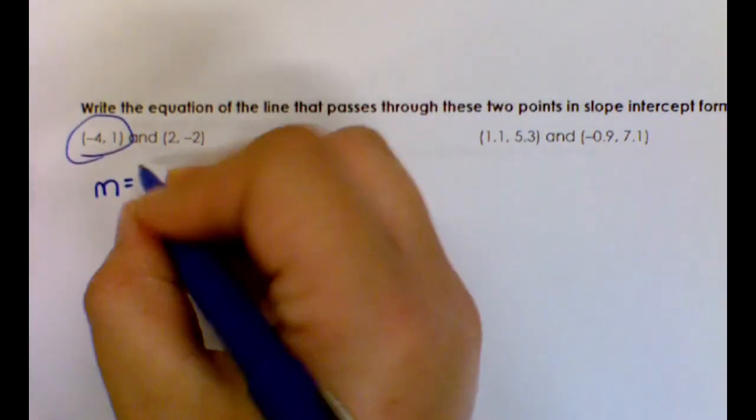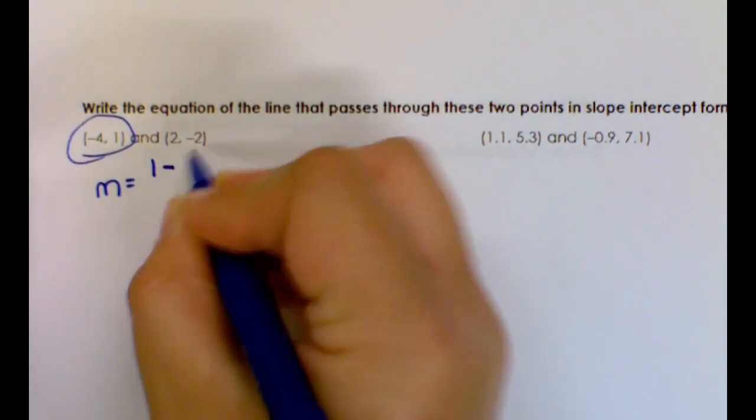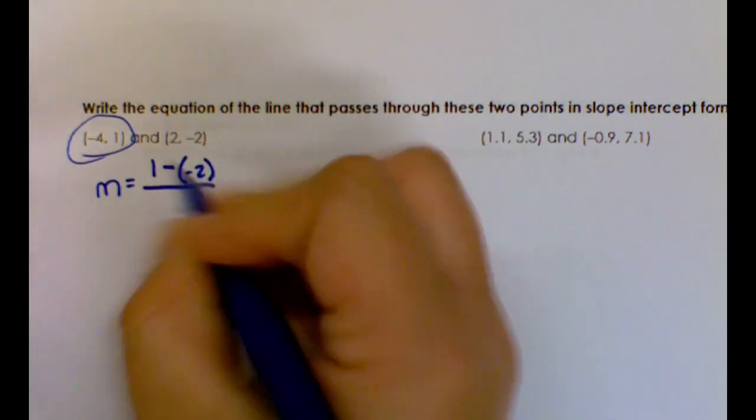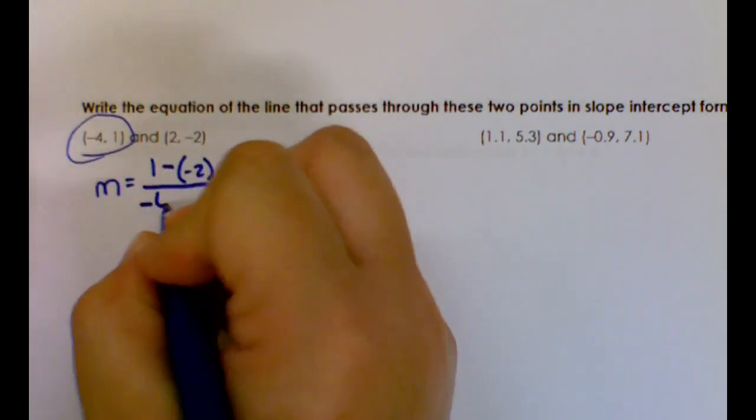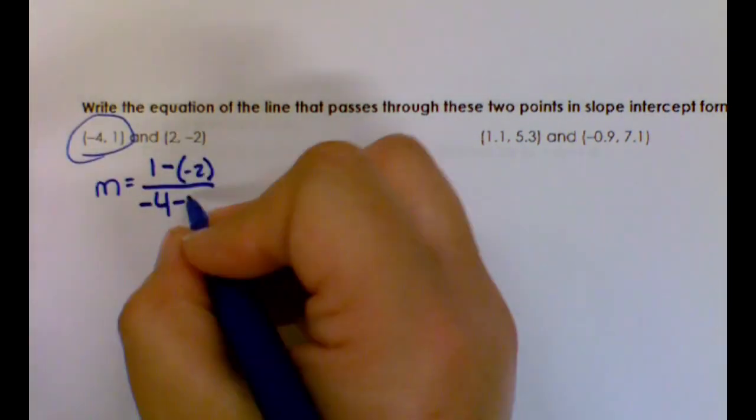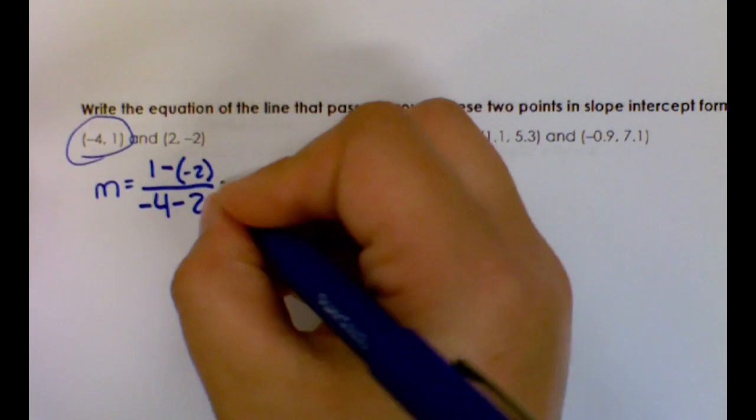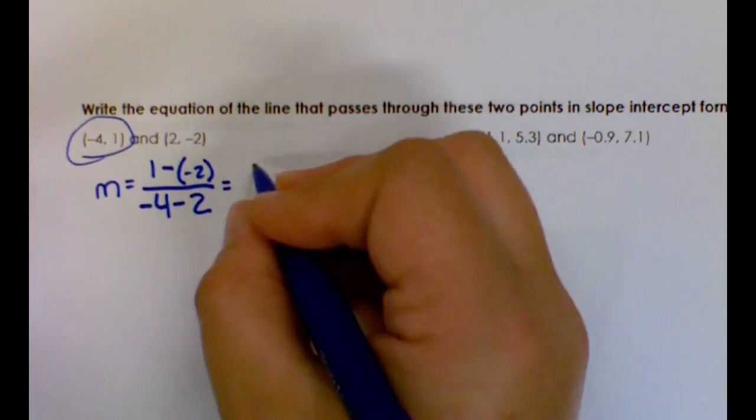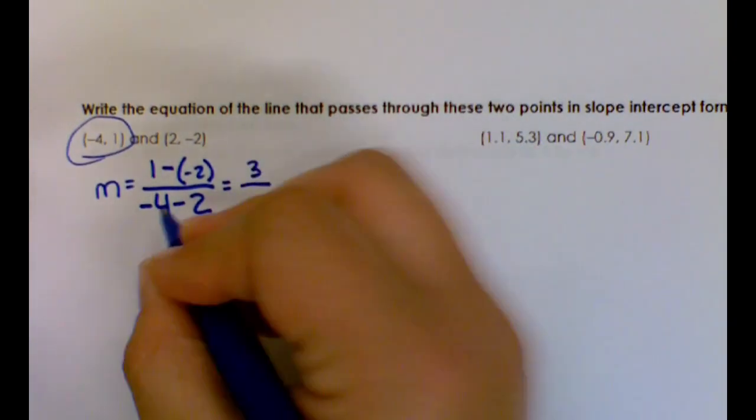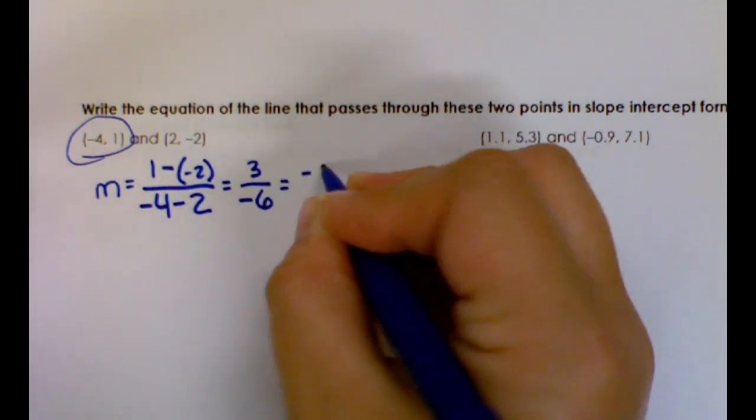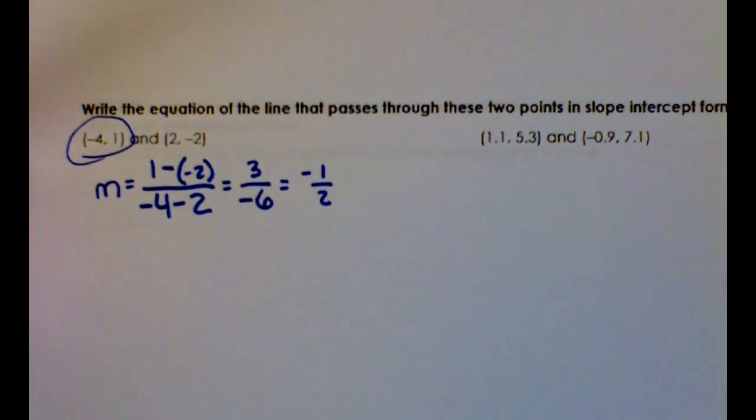So I take my y value, which is 1, and I subtract the y value of the other point, which is negative 2. And I take the x value, which is negative 4, and I subtract the x value of the other point, which is 2. Whichever point you use first in the numerator, you have to use first in the denominator. So 1 minus negative 2 is really plus 2, so it's 3. Negative 4 minus 2 is negative 6. Simplify that, we have a slope of negative 1/2.